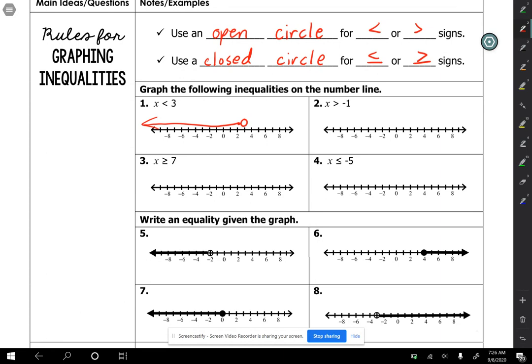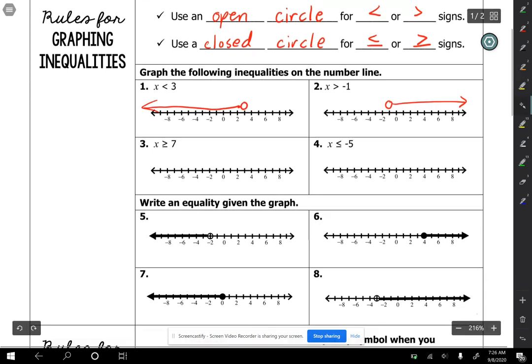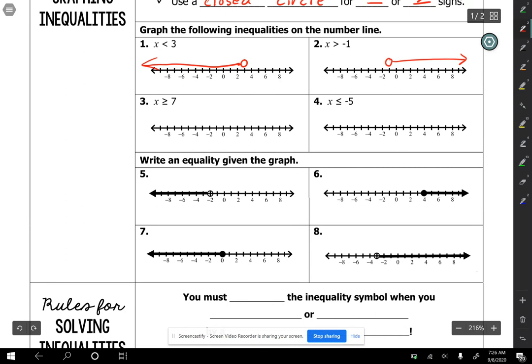So that graph represents x is less than 3. In number 2, we can represent x is greater than -1 if we put an open circle above -1 and point my arrow to the right this time.